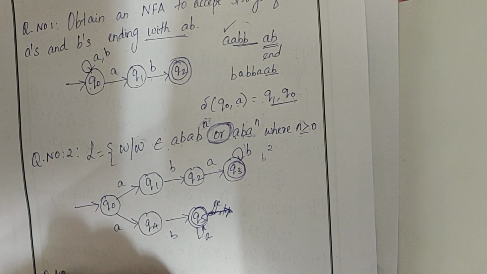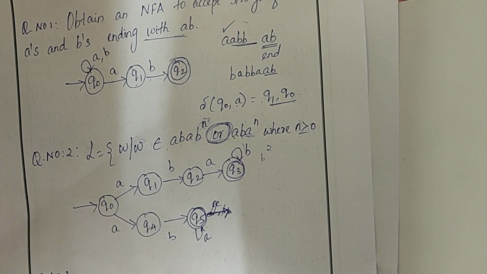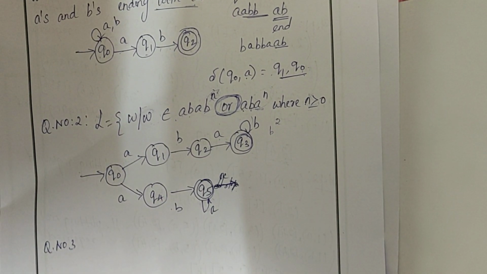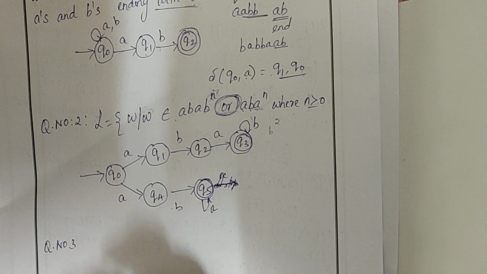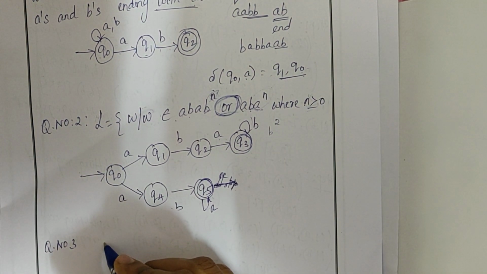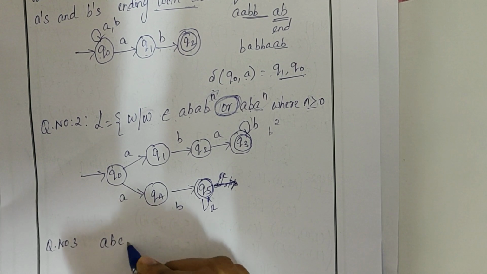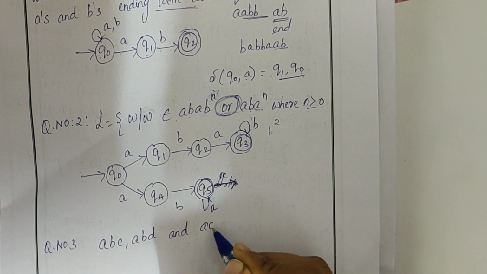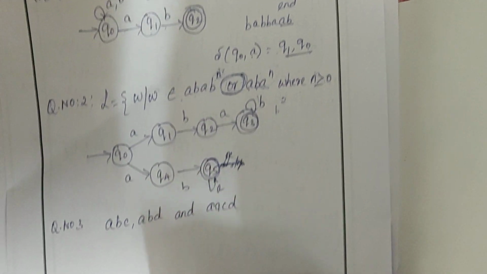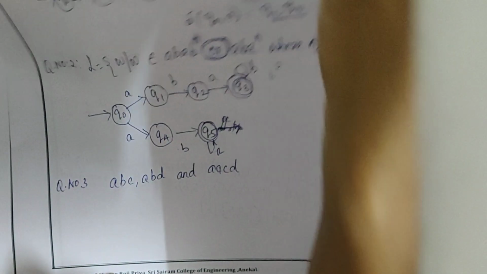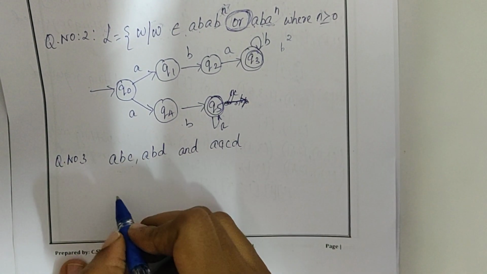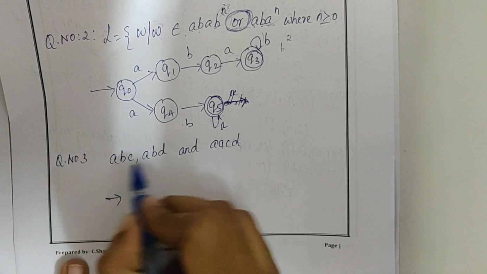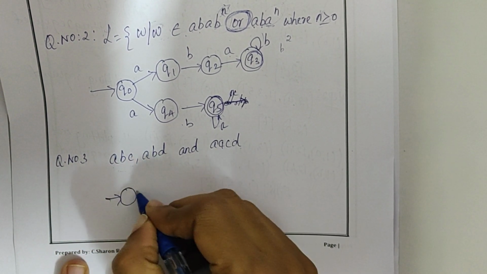Question number 3. Design an NFA to recognize the following keywords: ABC, ABD and ACD. My NFA should recognize these keywords. It's very easy. How many branches should I take? I should take 3 branches.